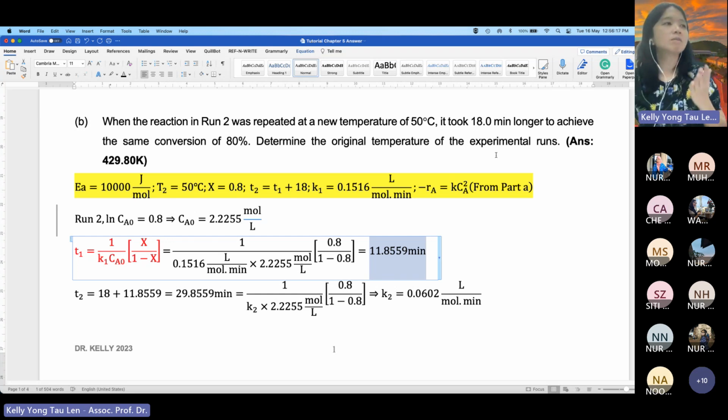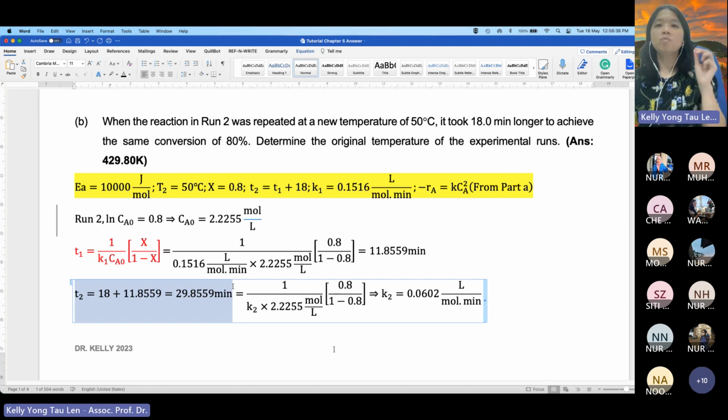Maksudnya bila saya run eksperimen saya pada suhu asal yang saya tak tahu ni, masa tindak balas dia adalah 11.8559 minit. Okay, first step. Step kedua, sekarang saya kena cari masa tindak balas yang pada suhu baru. So masa tindak balas pada suhu yang baru, saya tambahlah 18 minit kepada 11.8559. So now I get my t2, masa tindak balas pada suhu baru. So dia menjadi 29.8559.